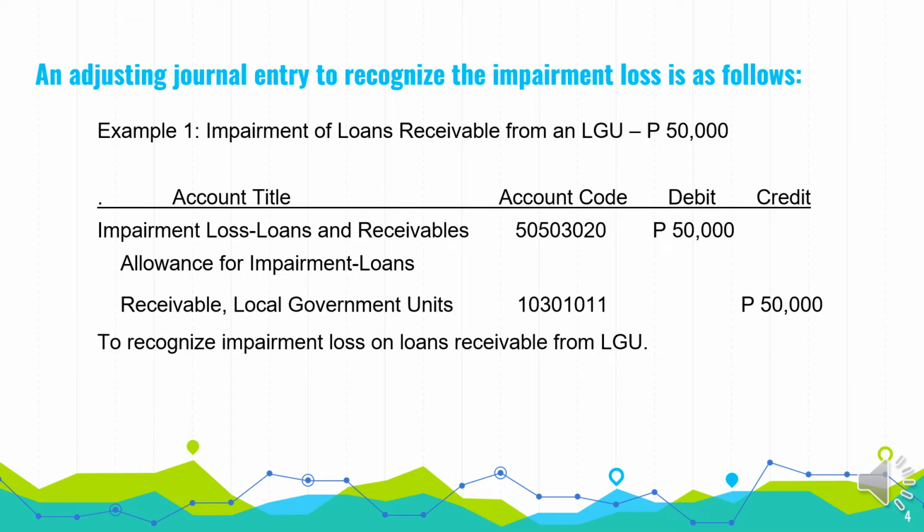Another example, impairment of loans receivable from an LGU amounting to 50,000. So to recognize impairment loss on loans receivable from LGU, we have debit impairment loss - loans and receivables amounting to 50,000 and credit allowance for impairment - loans receivable, local government units amounting to 50,000.